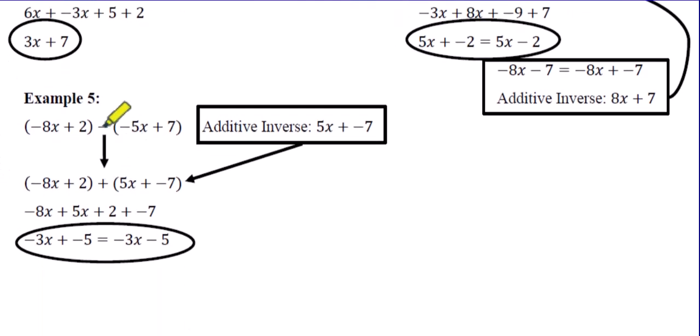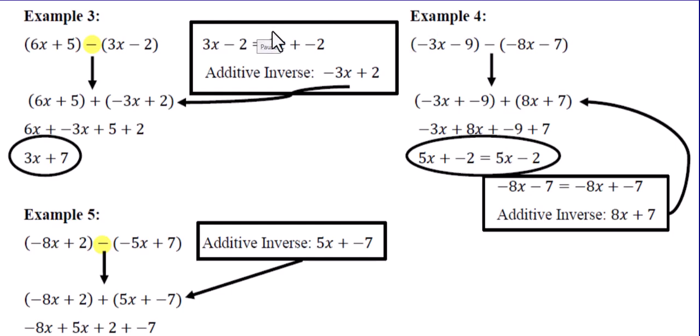Example 5, we have a subtraction problem again. So we need the additive inverse of -5x plus 7. So the additive inverse of that is +5x plus -7. And I'm allowed to change subtraction to addition. It's like keep, change, opposite. Everything here becomes its opposite. So this becomes 5x plus -7. Once we do that, we can drop the parentheses off. -8x plus 5x gets us -3x. +2 plus -7 gets us -5. And then we can rewrite that as -3x minus 5.